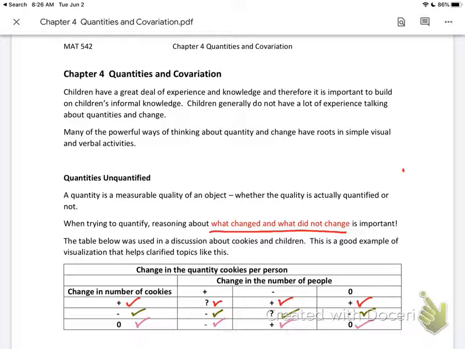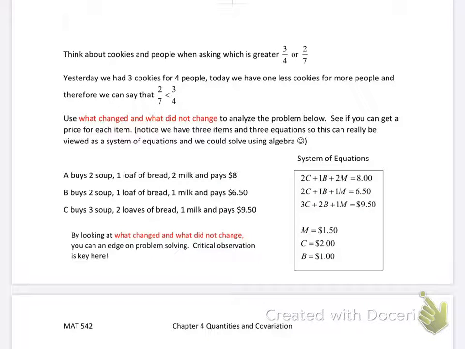It's also a jumping off point, as we can see on the next page of the video. If you take the discussion about cookies and people to a situation where you're going to try to compare fractions, it makes that leap a very good one. So think about cookies and people when asking whether 3/4 or 2/7 is greater. So tell a little story with it. How about if we have the cookies be on top? So we'll have cookies in the numerator, and we'll have people in the denominator.